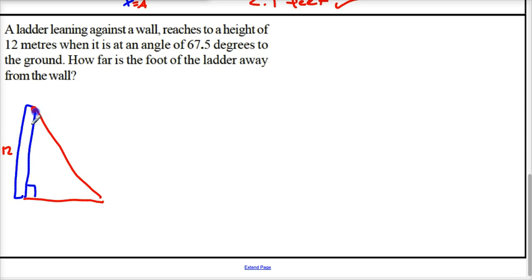From the top of the ladder to the ground is 12. It's very important that you label these very carefully. The angle is 67.5 degrees to the ground. So here's the ground, and so the ladder and the ground make 67.5. How far is the foot of the ladder away from the wall? So this is the foot of the ladder, this is the wall, that's going to be x. All right, just like the last problem almost. Now that we've drawn a sketch, and if they don't have a sketch, you must draw a sketch to answer these, we can answer it.